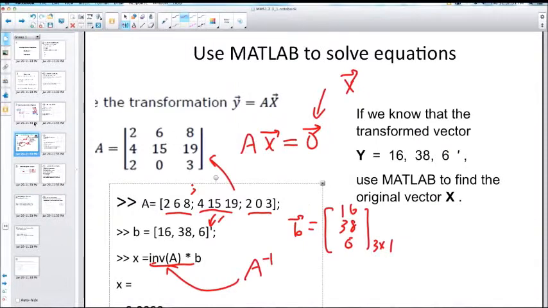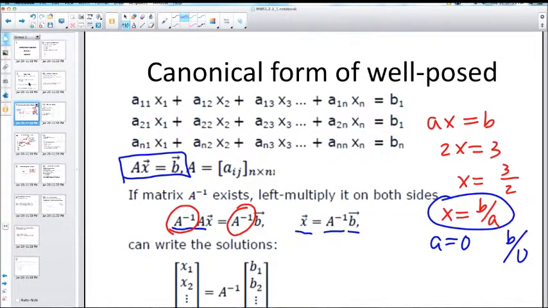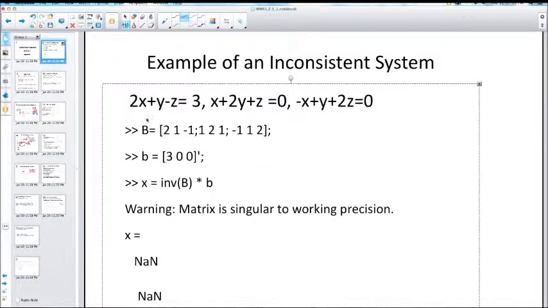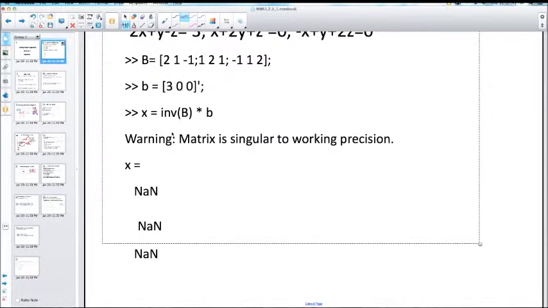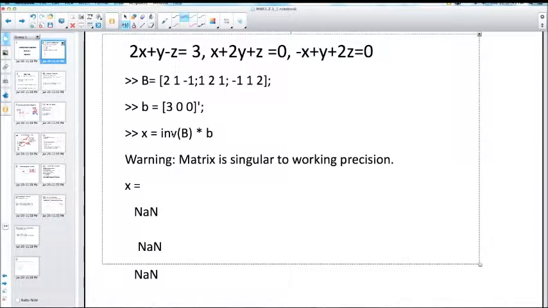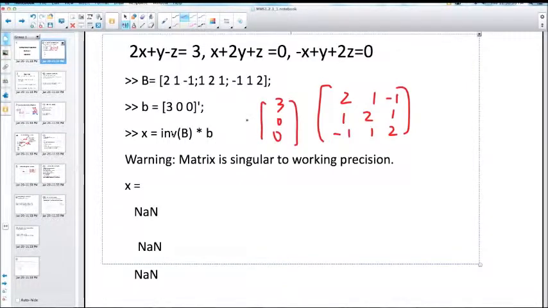Here you go. In this example, I try to use MATLAB to solve it. And we have 3 variables. And then the matrix is 2, 1, negative 1, 1, 2, 1, negative 1, 1, 2. So you do the same thing. Put the B first. Put the right side, which is 3, 0, 0, as a column here.